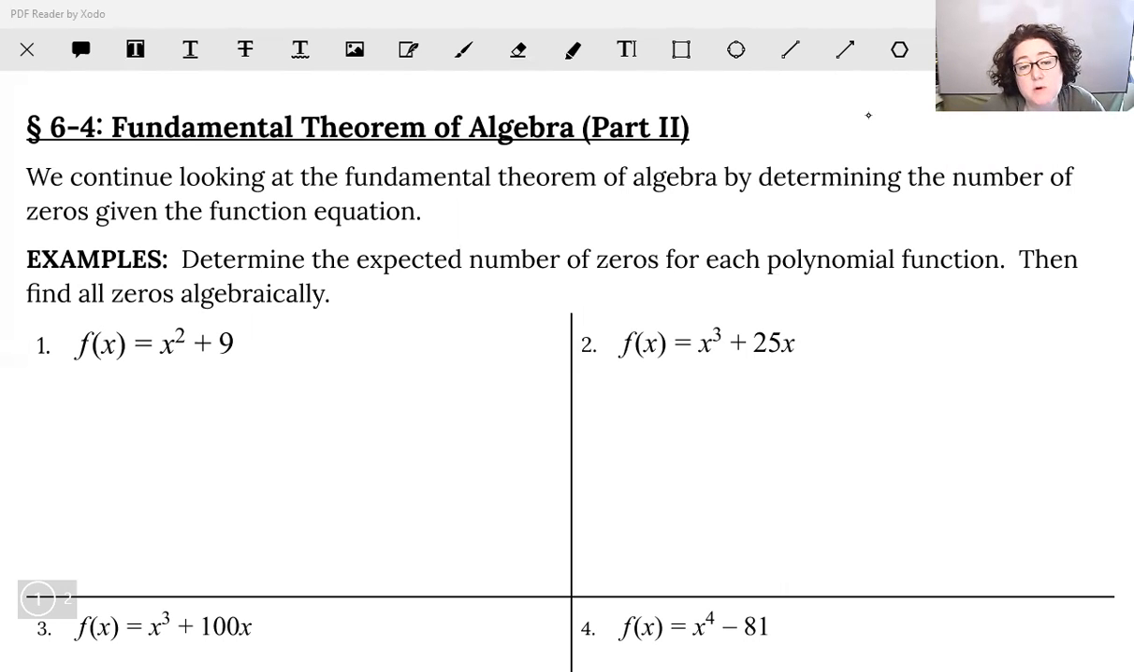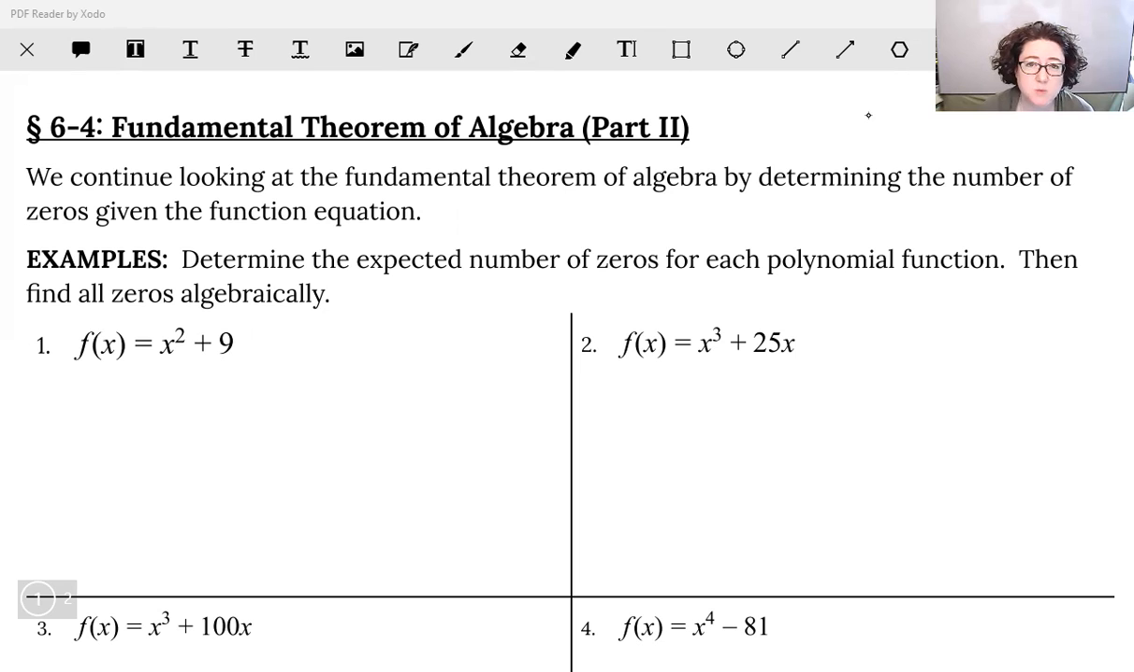In today's video, we're going to continue talking about the fundamental theorem of algebra and looking a little bit more at both algebraically how we can find zeros for polynomial functions, as well as starting to connect it back to our graphs. And so in our first set of examples, we're given a set of polynomials, and we need to go ahead and solve for those zeros.